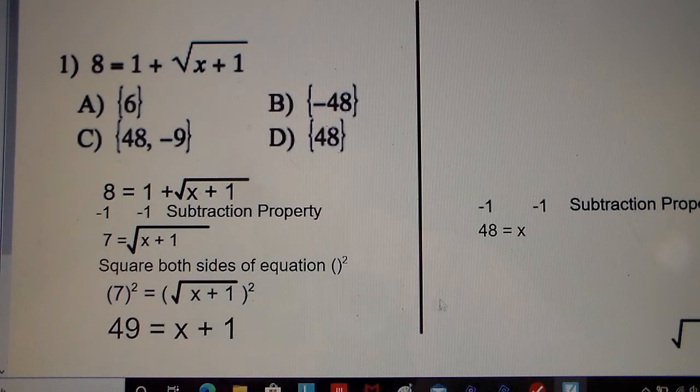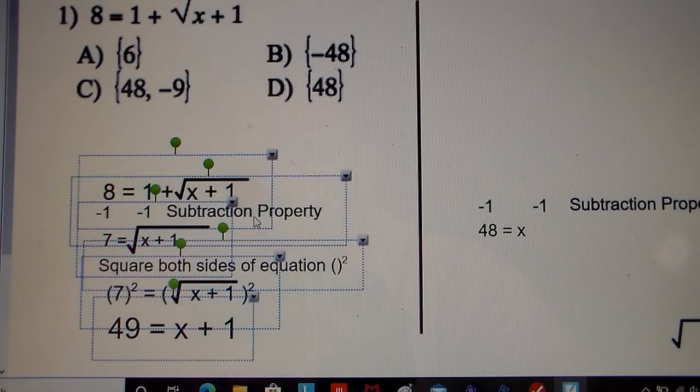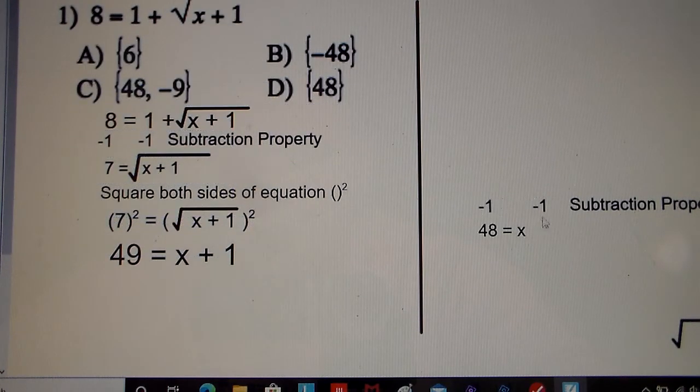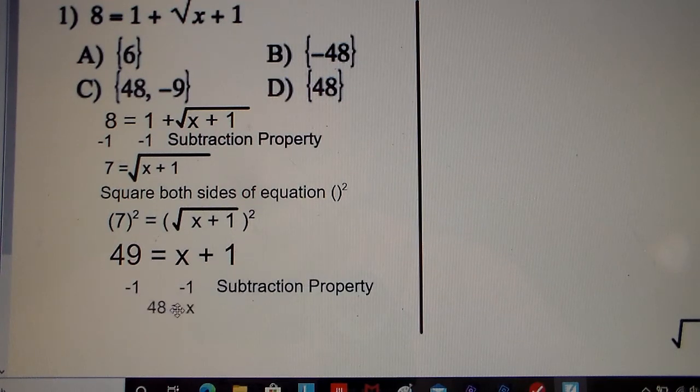Once we have that, we then subtract 1 from both sides using the subtraction property. And we're going to get 49 minus 1 gets you 48. So x equals 48. And that's problem number 1.